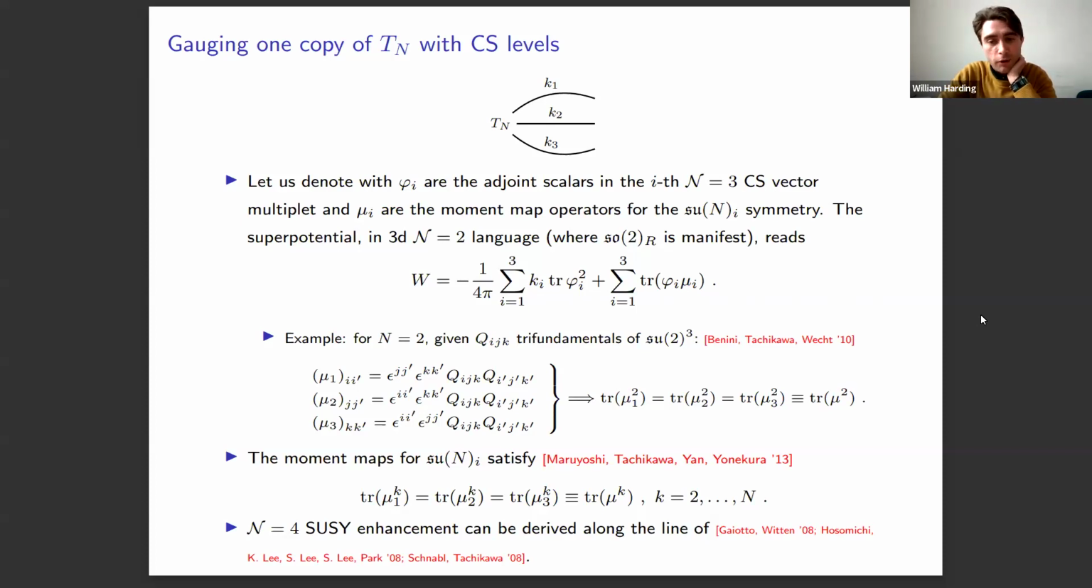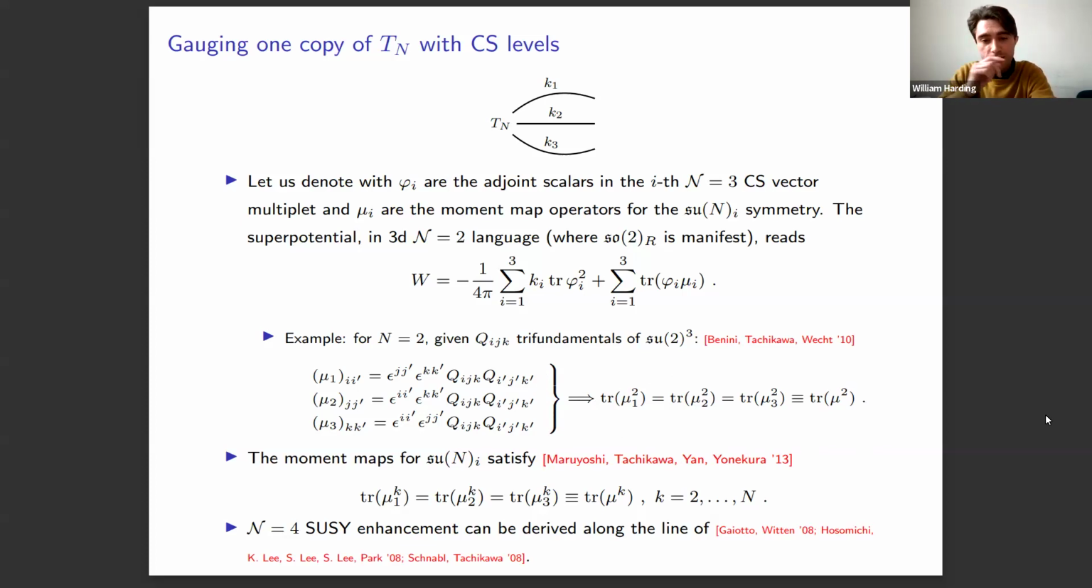So in this case, the moment maps are particularly simple because if we denote with Q, I, J, K, the trifundamentals of SU(2)^3 of the T2 theory, then the moment map operators are simply these 3 guys, which I wrote down. And they also satisfy the following relation, which in the case of T2 is actually quite simple to prove.